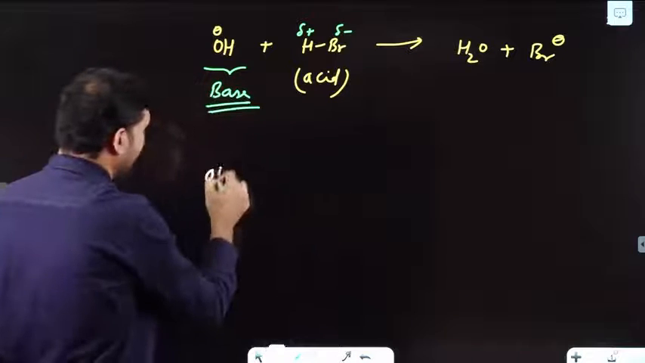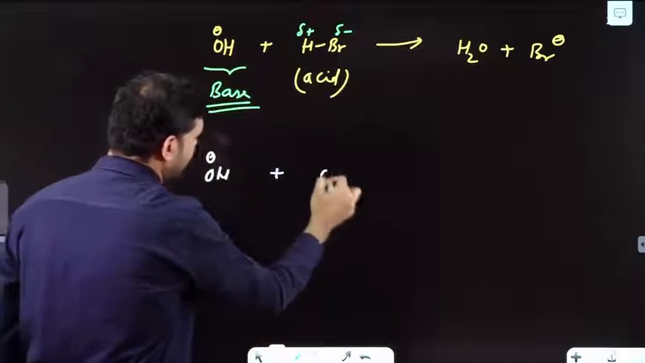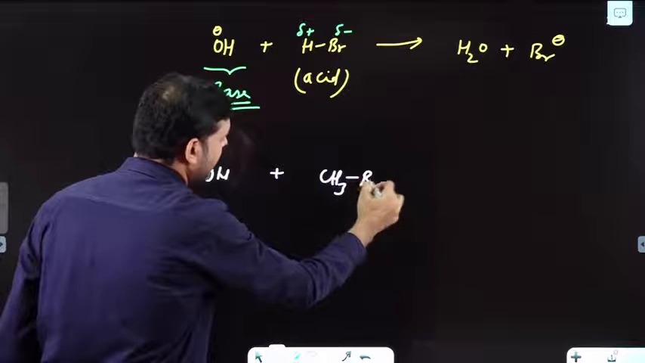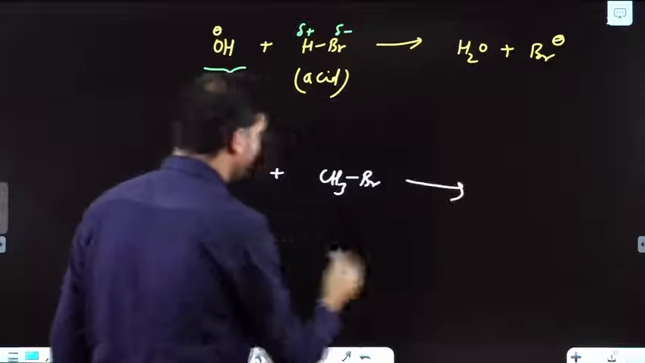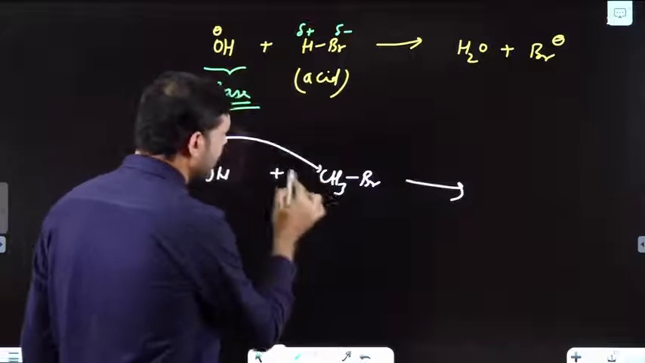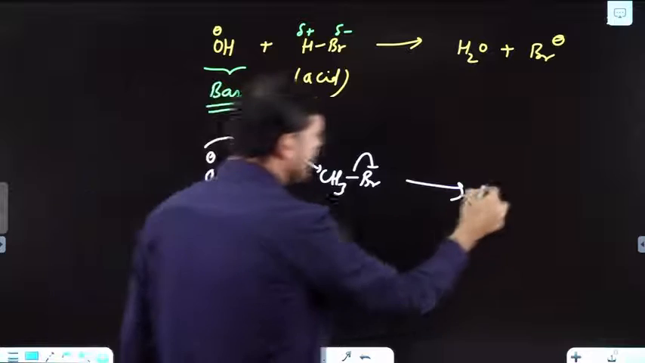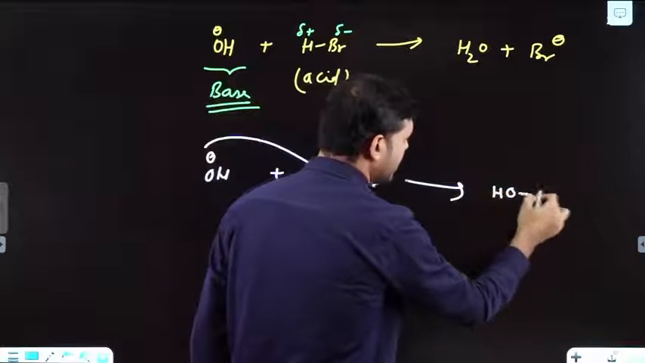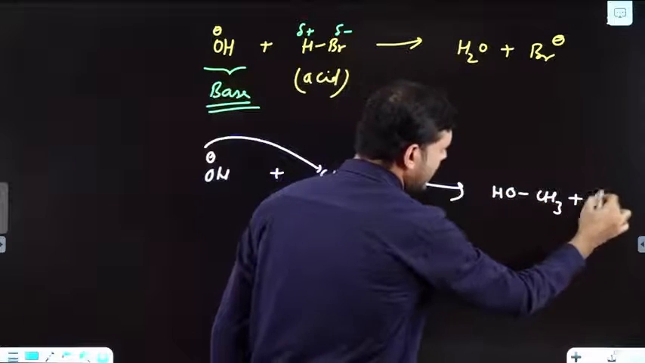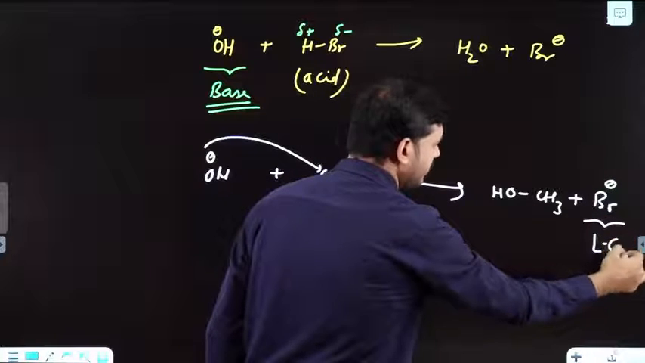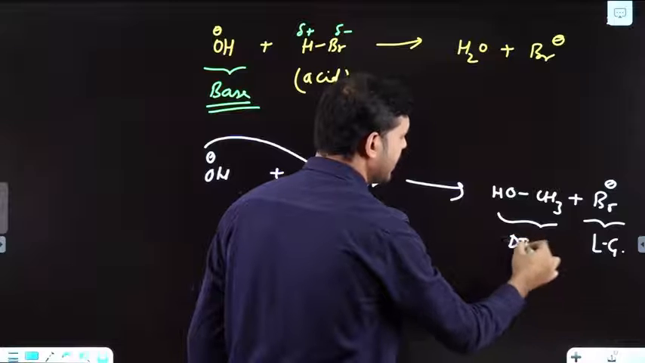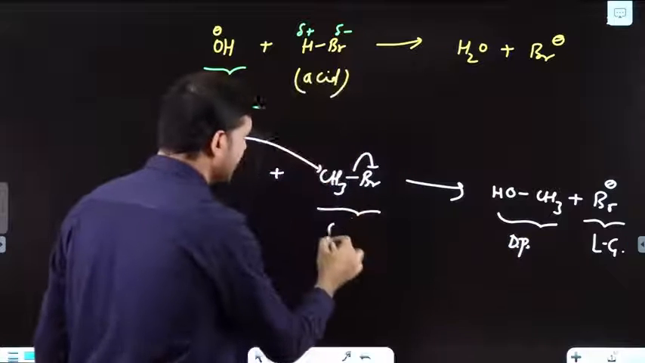And OH minus here is the base; simply, it is an acid base reaction. Now if I say OH minus with CH3Br, I kept the leaving group the same. What will happen here? This OH minus will attack this carbon and this Br minus will be removed. So it will form OH CH3 plus Br minus. This is again the leaving group. This is your desired product. This is your substrate.